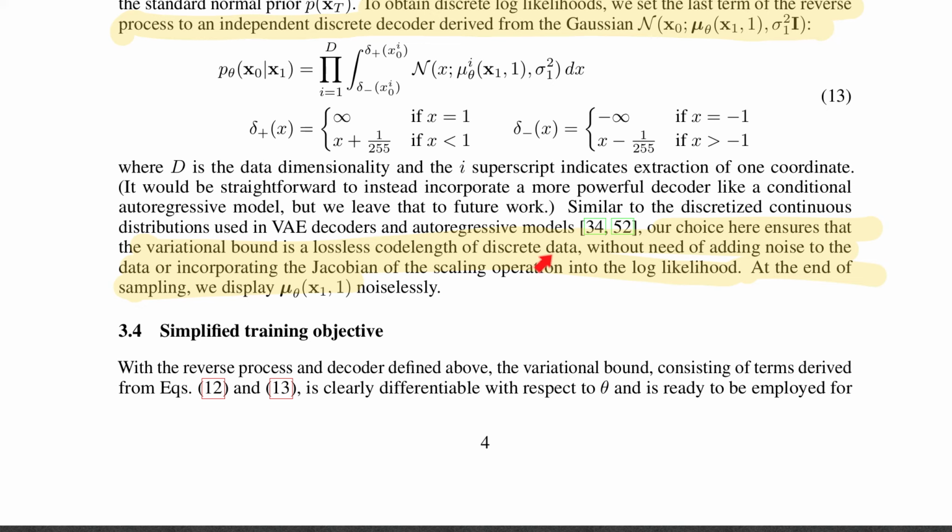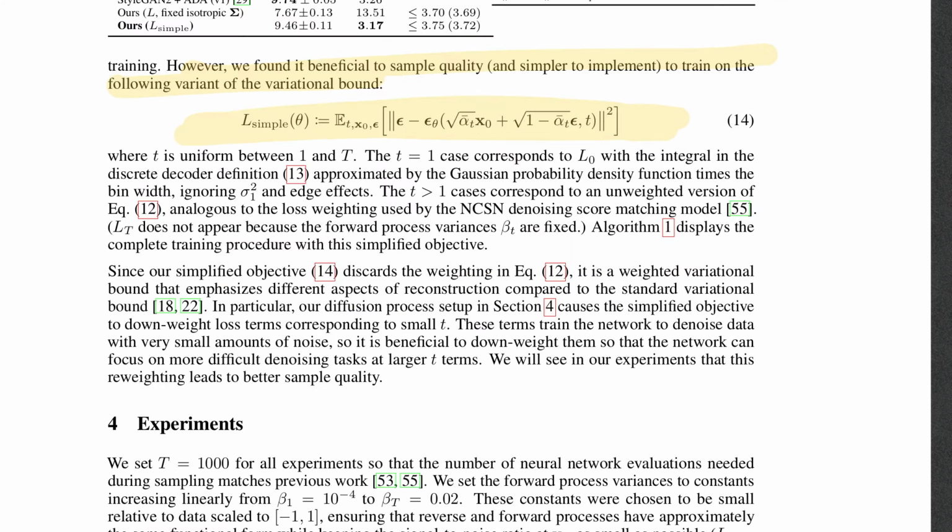Coming back here, they mentioned that this choice ensures that the variational bound is a lossless code length of discrete data, without the need of adding noise to data or incorporating the Jacobian of the scaling operation into the log likelihood. One thing that they have found is that it was beneficial for the sample quality to focus on this simpler to implement thing, which is the simplified version of the loss that focuses on epsilon and epsilon theta.